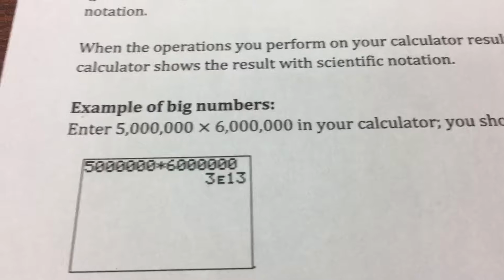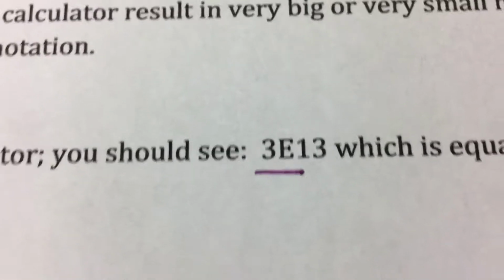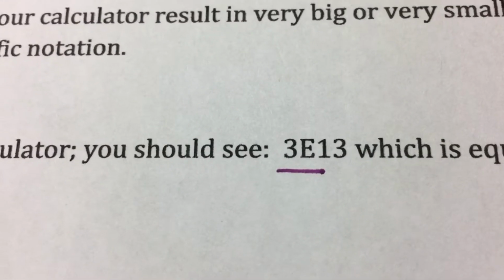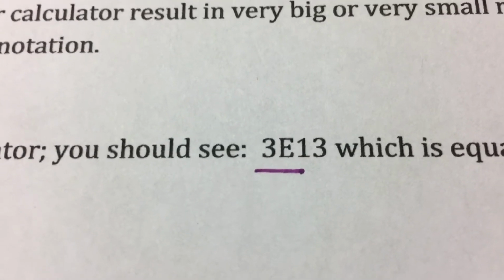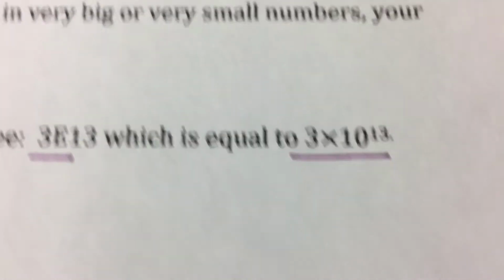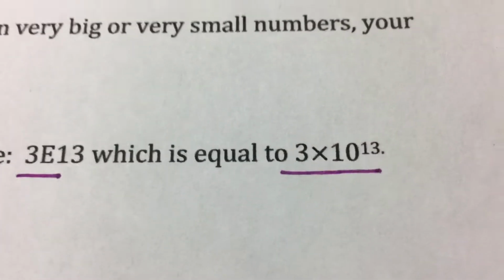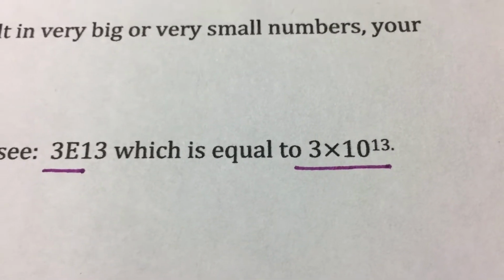And then the last section is scientific notation. You have some numbers that you want to type into your calculator. You come up with this notation, 3E13. That is not your answer. Some of you were writing that as your answer. You've got to remember, scientific notation has to be written with a base 10. So it'd be 3 times 10 to the 13th power.